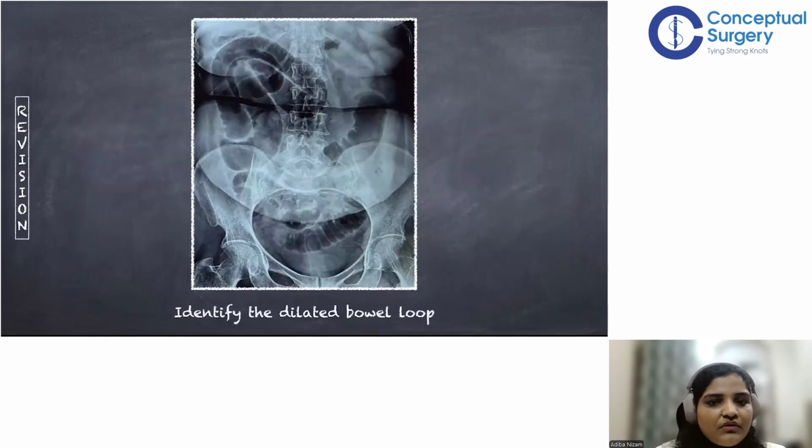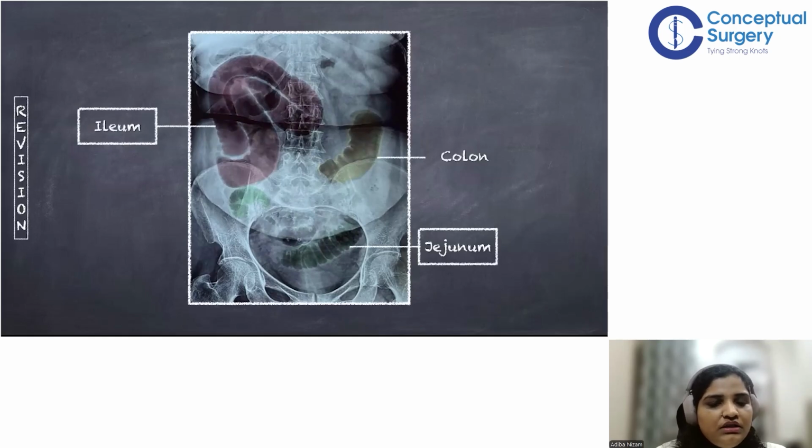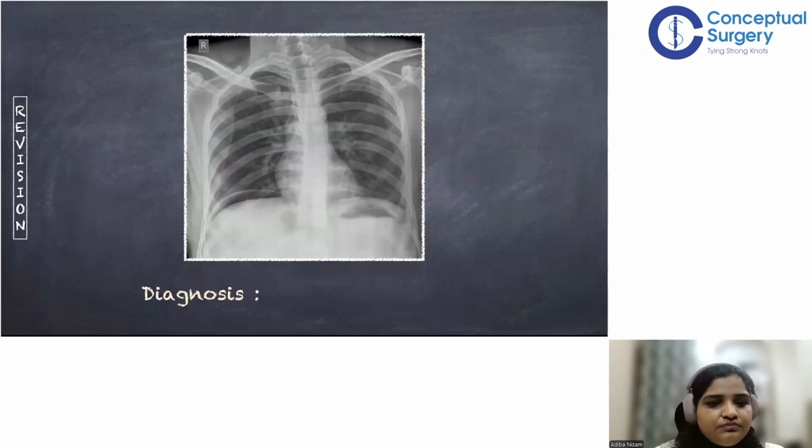Now, here in this X-ray, we can identify all 3 bowel loops on the same X-ray. The one in the right upper quadrant is the ileum. In the left side of the abdomen, it's the colon, and within the pelvis, it's the jejunum, highlighted in different colors. So the other important X-ray that we discussed last week was the air under diaphragm or the pneumoperitoneum X-ray.